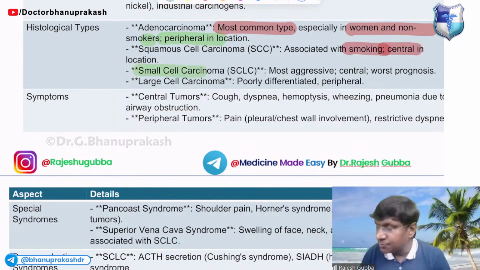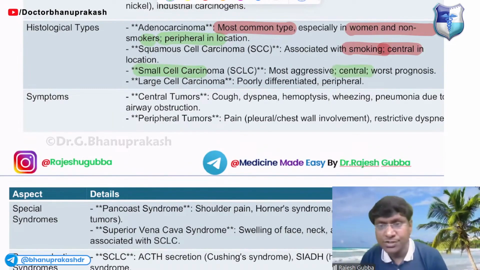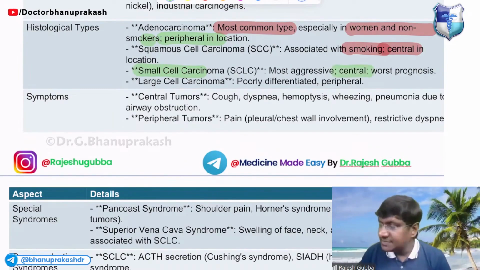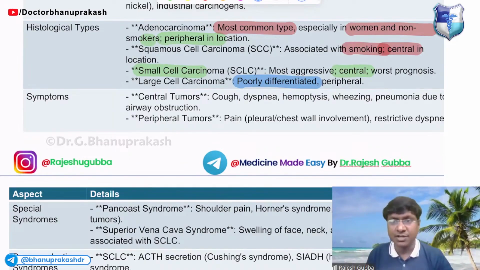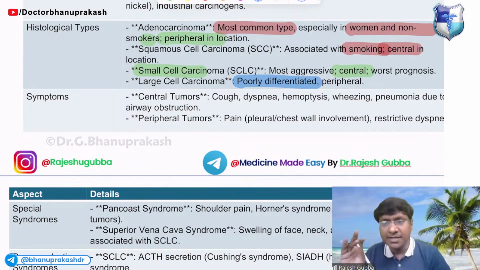Next important is the small cell carcinoma, which is a highly aggressive tumor with worse prognosis. Which part of the lung is affected? Central part of the lung is affected and worse prognosis will be there. Next important is large cell carcinoma, which is poorly differentiated and it's a peripheral tumor. That is about the histological types: adenocarcinoma, squamous cell carcinoma, small cell carcinoma, and large cell carcinoma.